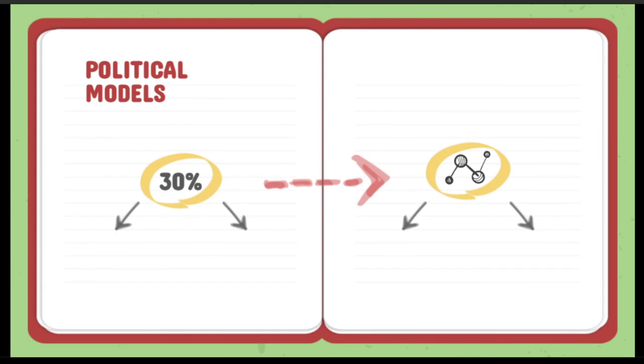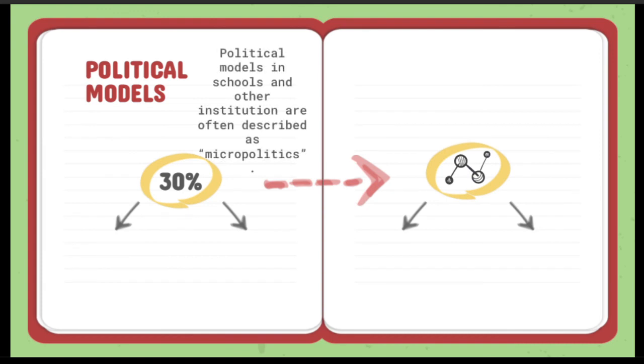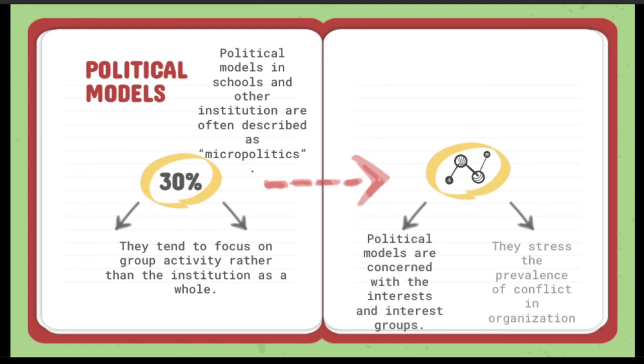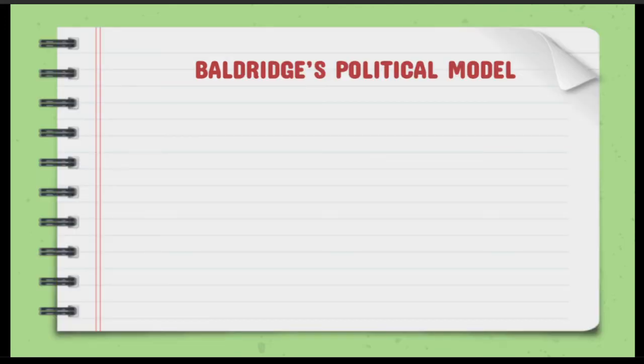The political model in schools and other institutions is often described as micropolitics because they tend to focus on group activity rather than the institution as a whole. They are concerned with the interests and interest groups, and they stress the prevalence of conflict in organization. Political models embrace those theories which characterize decision making as a bargaining process.